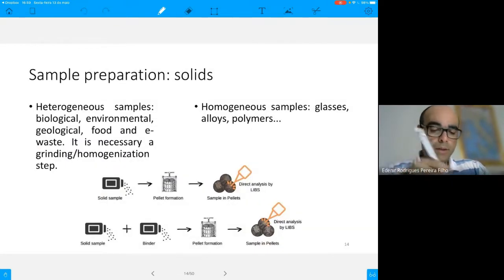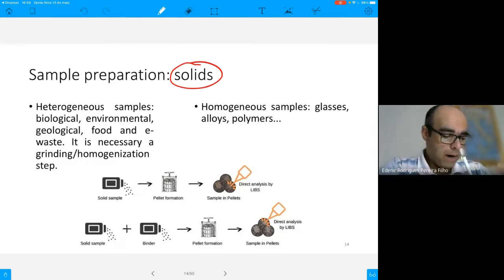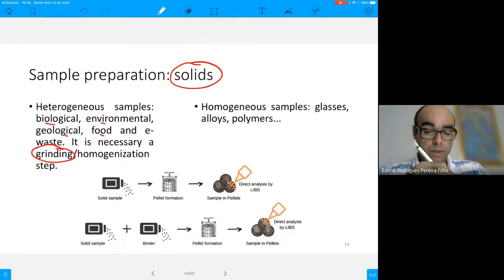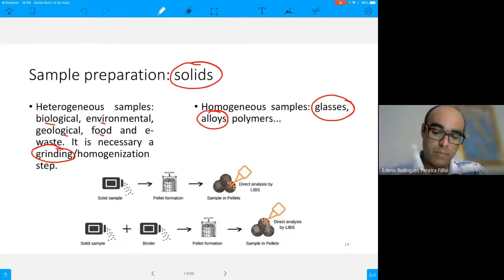How to prepare solid samples? If the sample is heterogeneous, we need a grinding and homogenization step. We can analyze biological, environmental, geological, food, and e-waste samples. If the samples are homogeneous, like glasses, alloys, and polymers, we can introduce the sample directly into the instrument.